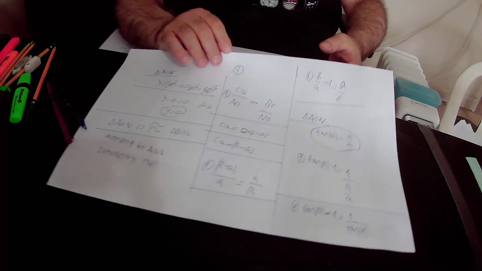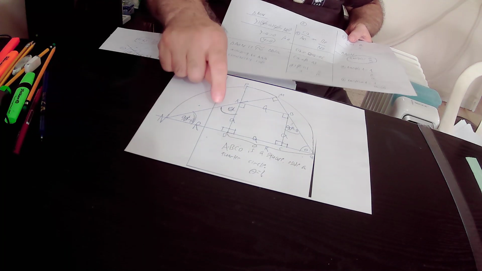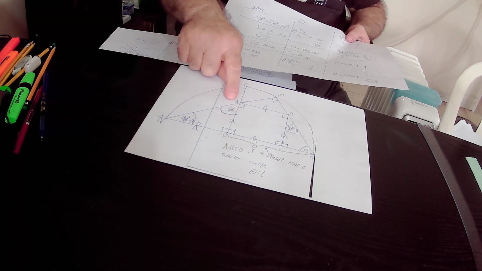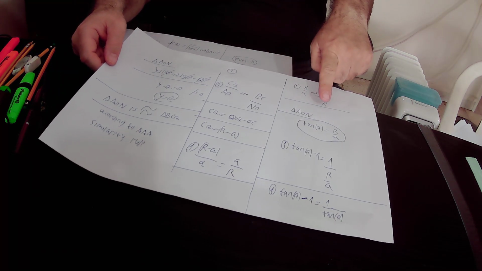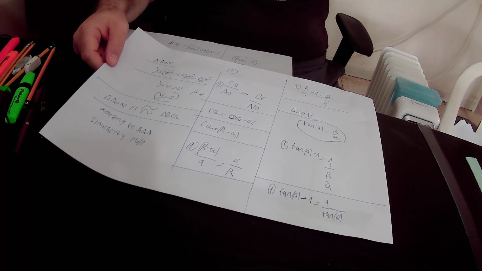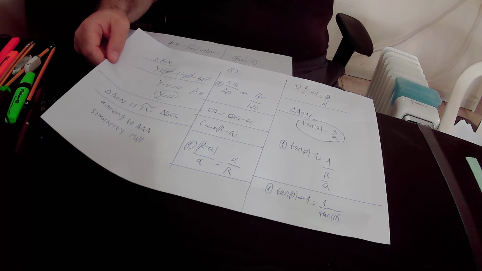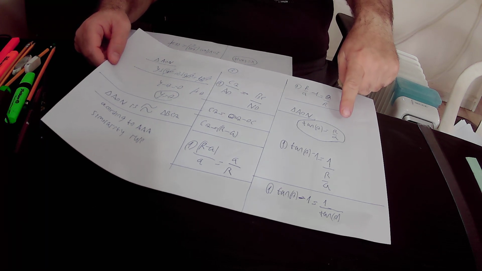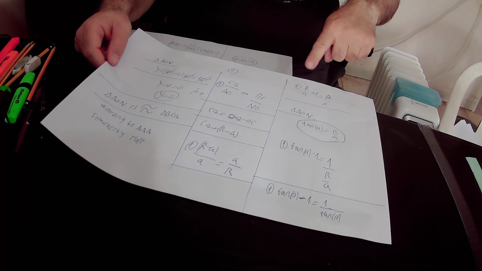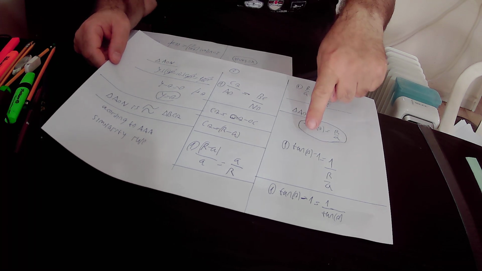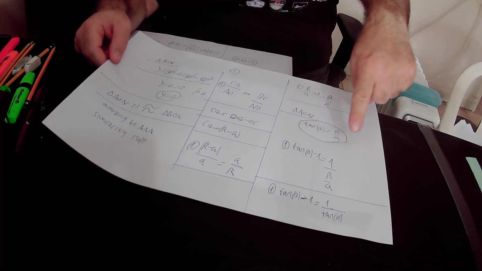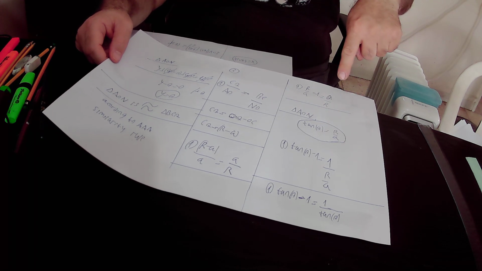But in the right triangle, triangle AON, we know that tangent theta is equal to R over A. So we can substitute R over A by tangent theta in equation number 1. We did it and we got that R over A, which is tangent theta, minus 1, is equal to A over R.